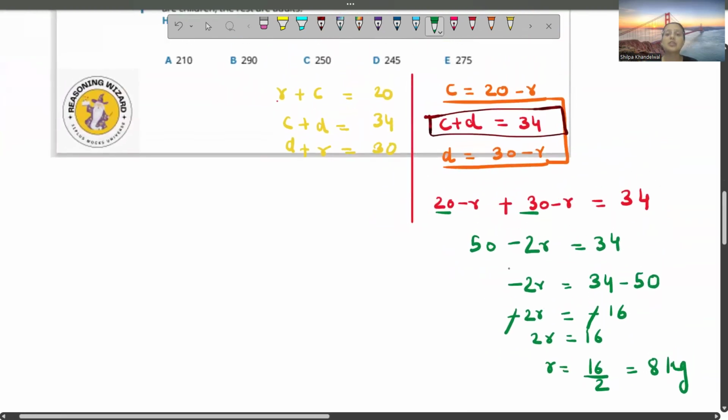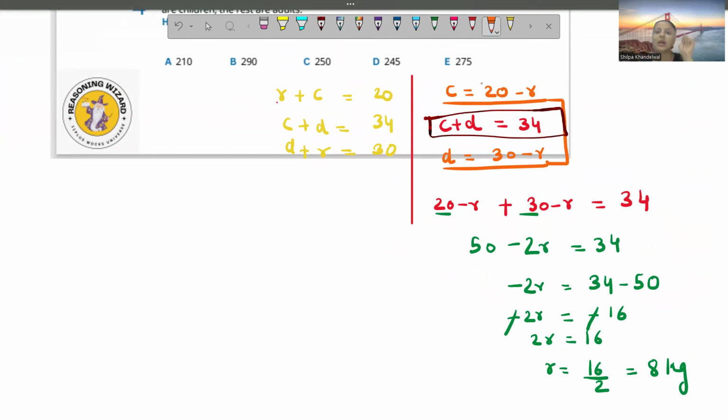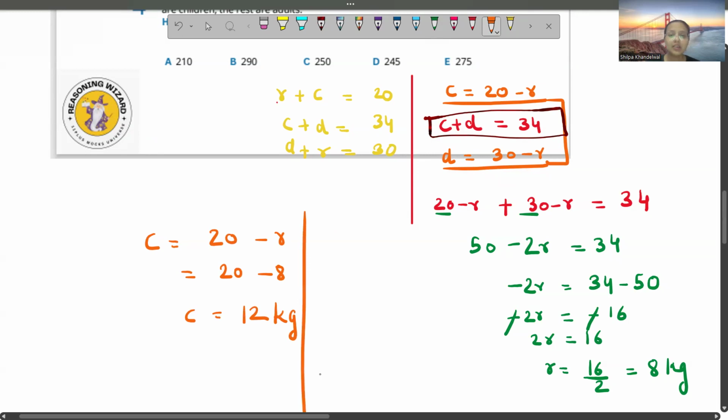Now we are going to use the rabbit's weight to find out the cat's weight as well as the dog's weight, right? By substituting the rabbit's weight value in the equation. As you can see, we have C as 20 minus R, which means all I have to do is 20 minus 8. And you all know that 20 minus 8 is nothing but 12. So we have got 12 kg as the cat's weight. Similarly, I can find out the dog's weight, which is 30 minus R. So I'm going to do 30 minus 8, which is 22 kg.